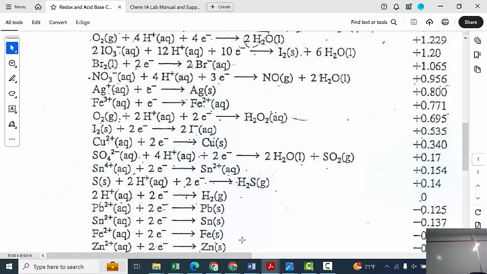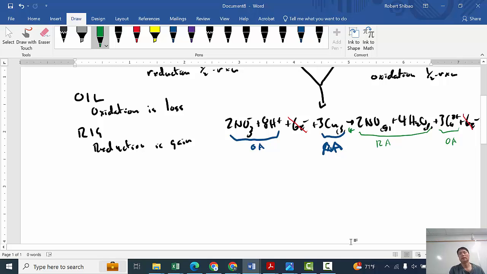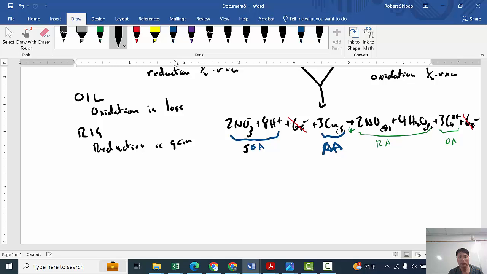So I'll try to find nitrate in acid versus copper 2. Which one's stronger? Nitrate in acid or copper 2? Nitrate in acid. So we have driving force here. The driving force is going from stronger oxidizer to weaker oxidizer.